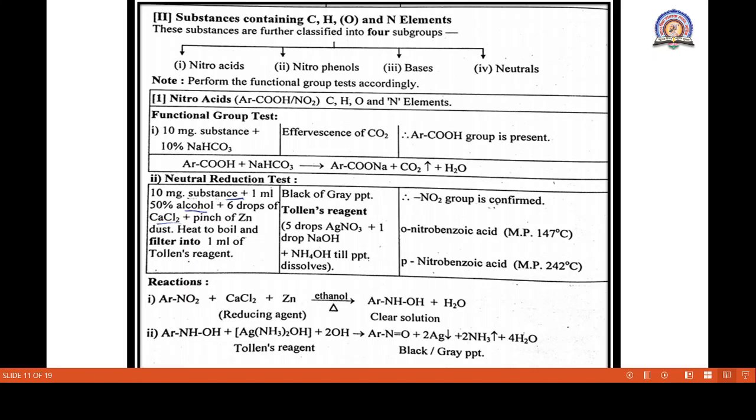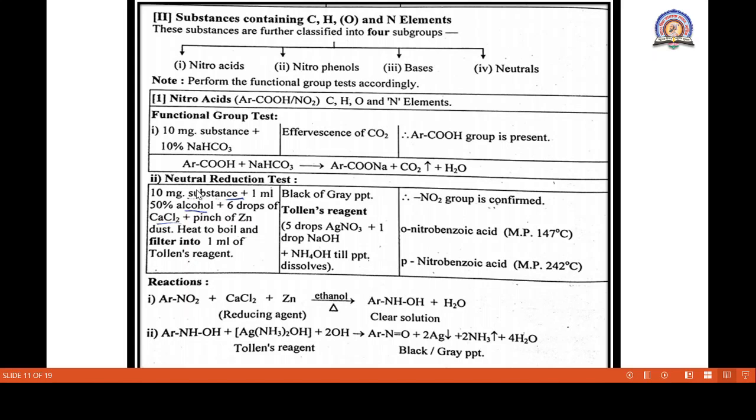So here these are classified into nitro acids, nitrophenols, bases and neutrals. To perform the functional group tests accordingly, nitro acids first. Functional group test: substance plus 10% Na2CO3. Acid is there, so we perform this test. Effervescence is observed and the acidic group is present.